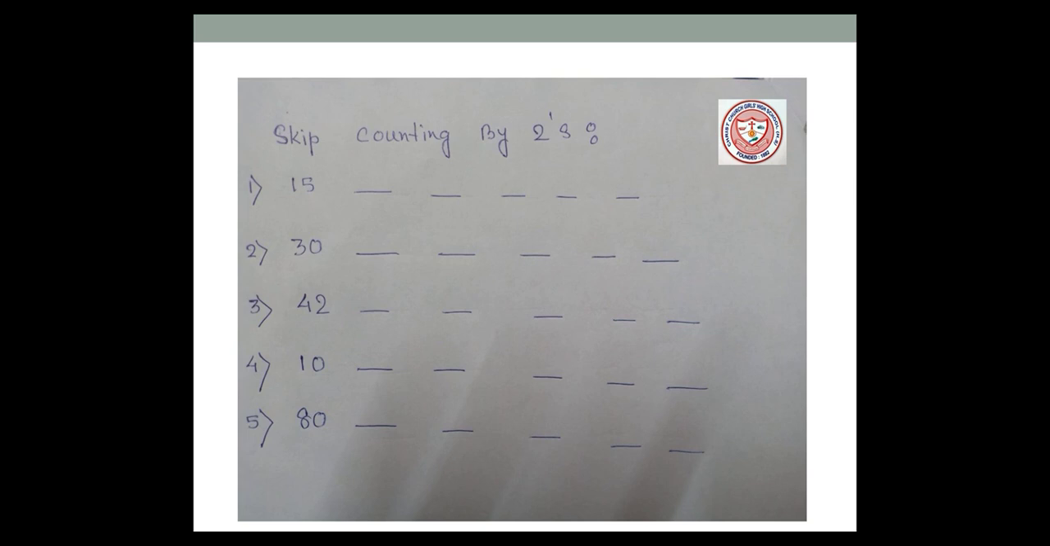Skip counting by 2's. Number 1, 15. Write the next 5 numbers that come after 15 by skip counting 2. 30. Write the next 5 numbers that come after 30 by skip counting 2. 42. Write the next 5 numbers that come after 42 by skip counting 2. 10. Write the next 5 numbers that come after 10 by skip counting 2. 80. Write the next 5 numbers that come after 80 by skip counting 2.